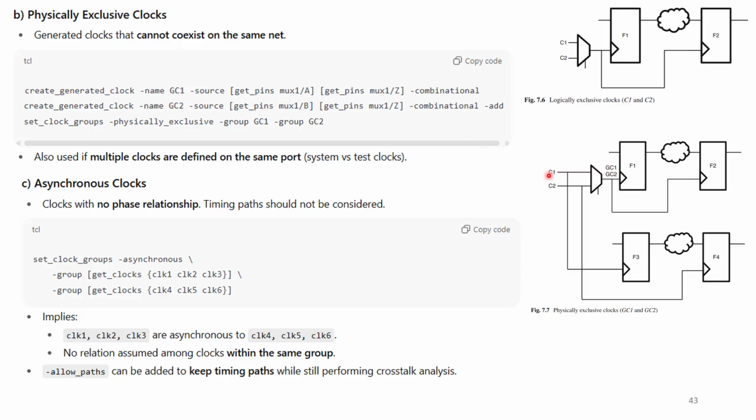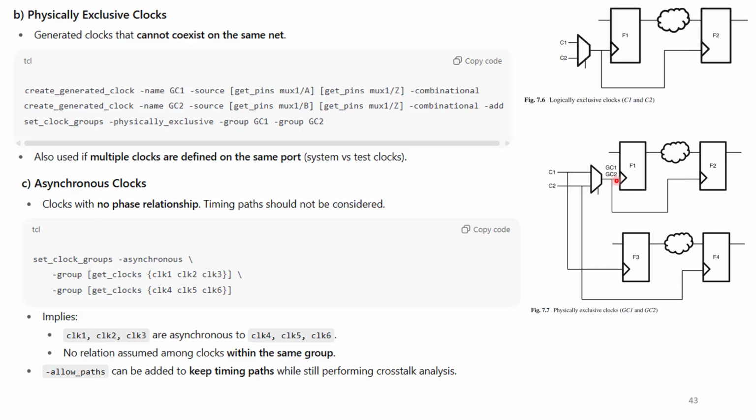From where it is coming from? This is coming from C1, which is connected to the 2:1 multiplexer. For a 2:1 multiplexer, you need to consider that this pin is A, this pin is B, and the output is Z. So that's why hyphen source. This is get_pins. mux1 is the instance name followed by pin A. So here the instance name for the mux is mux1 and it is connected to pin A. So that's why I'm writing get_pins mux1/A.